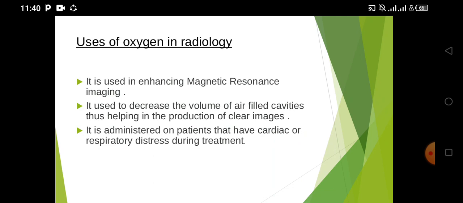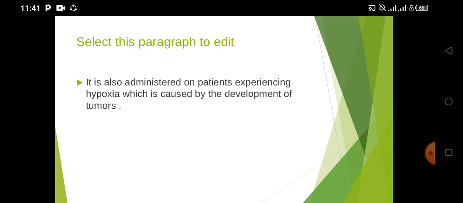It is administered on patients that have cardiac or respiratory distress so as to keep them free from complications such as restlessness, difficulty in breathing, headaches, etc. during treatment. It is also administered on patients experiencing hypoxia caused by the development of tumors. As tumors initially grow in size, they are dependent on the pre-existing blood vessels to supply oxygen, hence there are regions that become hypoxic.